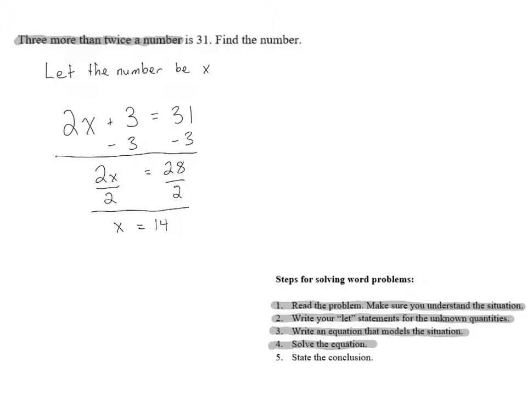But we're not finished yet. A lot of times students solve for x and they think they're finished, but this is a word problem. The last step of a word problem is to state the conclusion. In this problem, we were asked, find the number. If you look at our let statement, we said let the number be x, but we figured out that x was 14. That means that the number is 14, and we're going to answer this word problem in a full sentence by saying the number is 14.